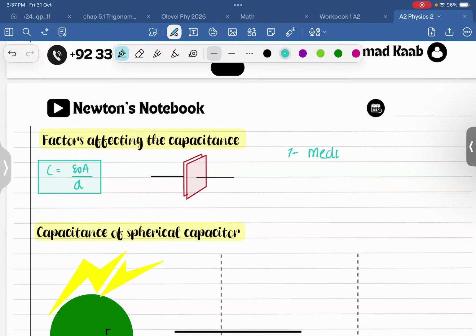The medium between the plates. Although, by the way, this formula is not a part of the syllabus, it's just an extra thing to remember. So it is the medium between the plates, this is the first concept. The second one is the area of the plate.